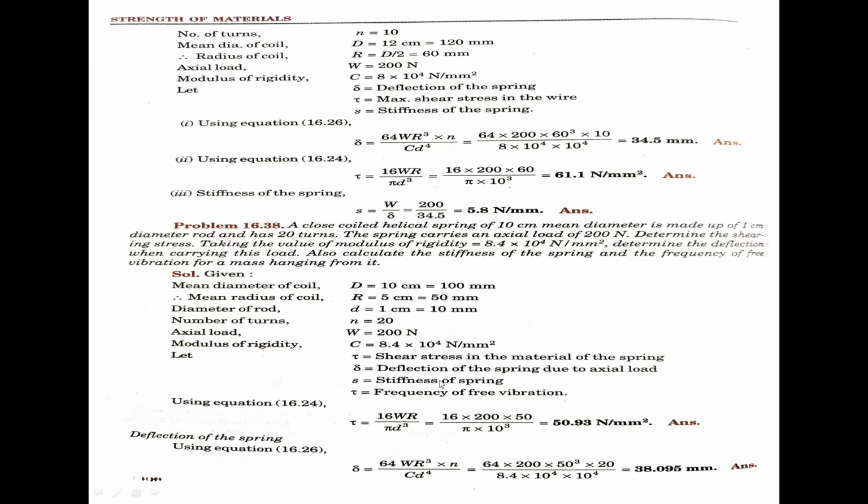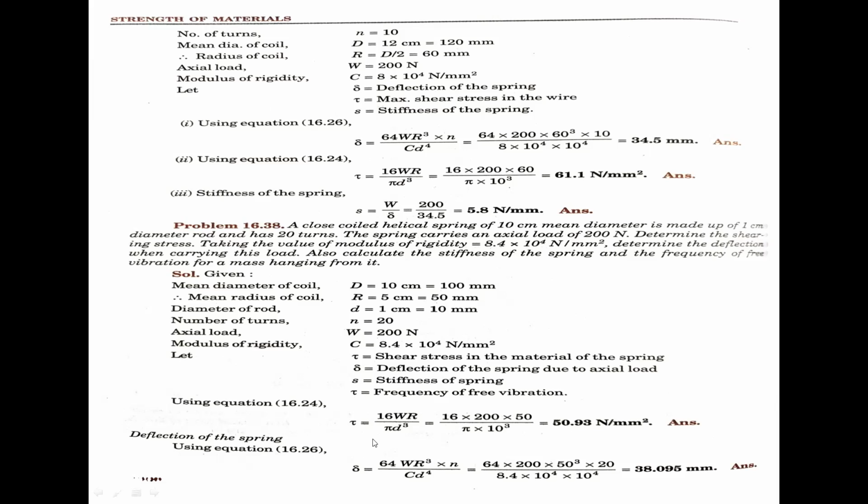Okay, now let tau equal shear stress in the material of the spring, delta the deflection of the spring due to axial load, S the stiffness of the spring, and f the frequency of free vibration. Using the equation for tau, we calculate the shear stress. First 16 W R divided by pi d cube. Substitute this equation. Shear stress tau equals 50.93 Newton per mm square.